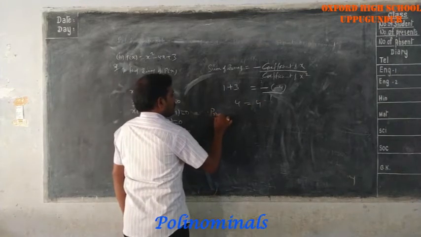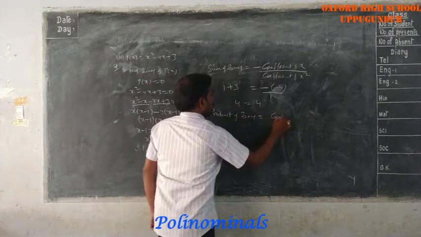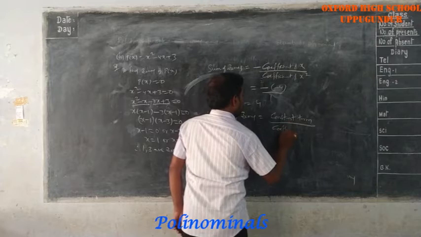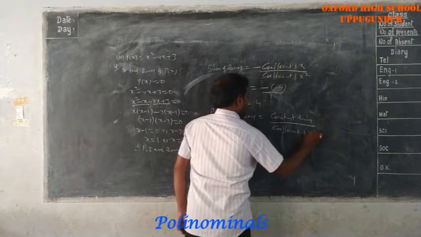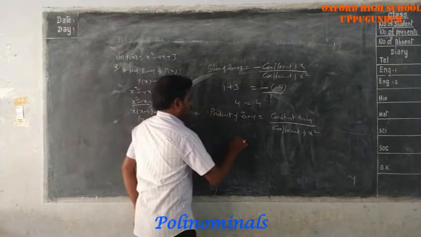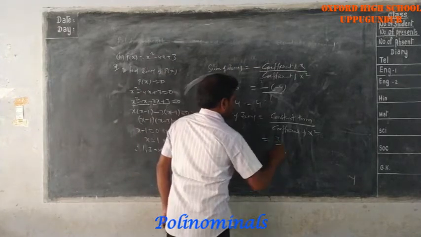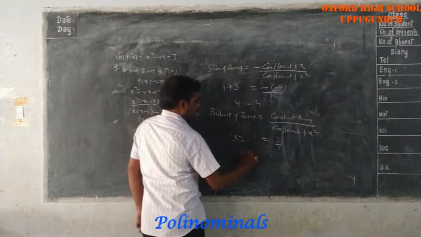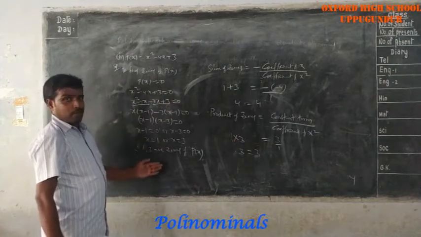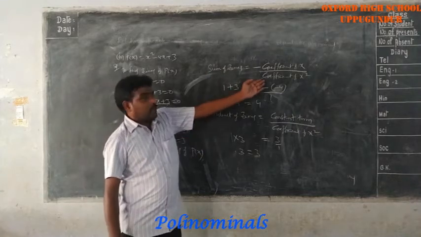Next, product of zeros. Product of zeros equal to constant term by coefficient of x square. So product of zeros, 1 into 3 equal to constant term, here 3, by coefficient of x square, 1. So 1 into 3, 3, equal to 3 by 1, 3. This is also verified. So in this way you can find zeros of a polynomial, and we can verify the sum of zeros and product of zeros by their coefficients.